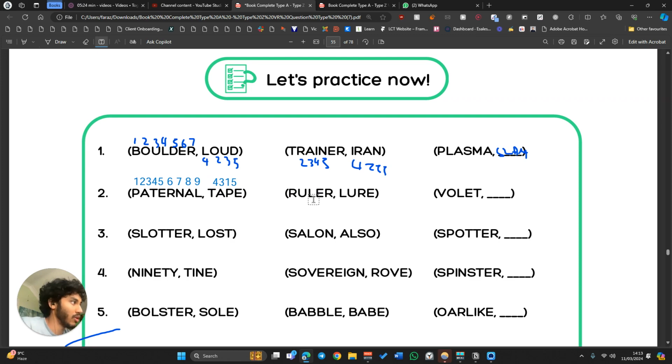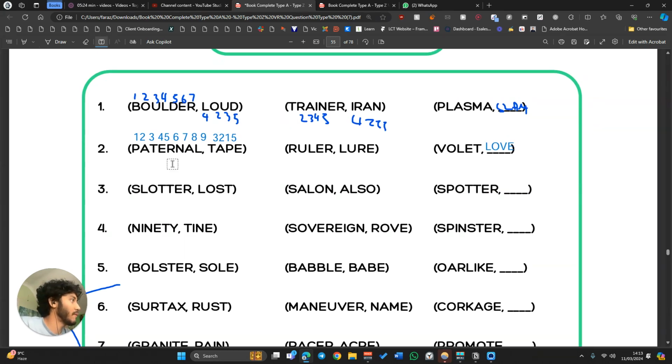So 4. Oh, actually, hold on. I think I've typed this wrong. There we go. So 3 is actually T. So this one should actually be 3, 2, 1, 5. Okay, so it's going to be 3, 2, 1, 5. Yep, same thing here. So that will just be LOVE. Love. That's your word.